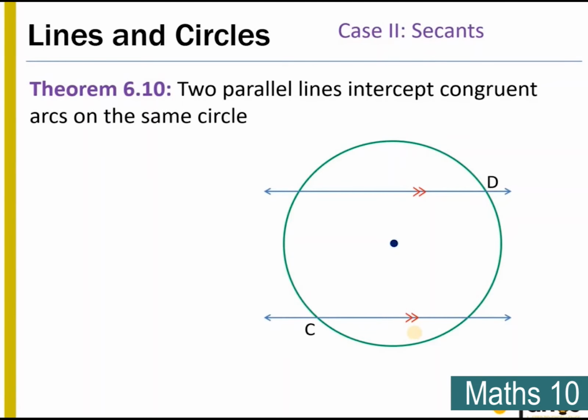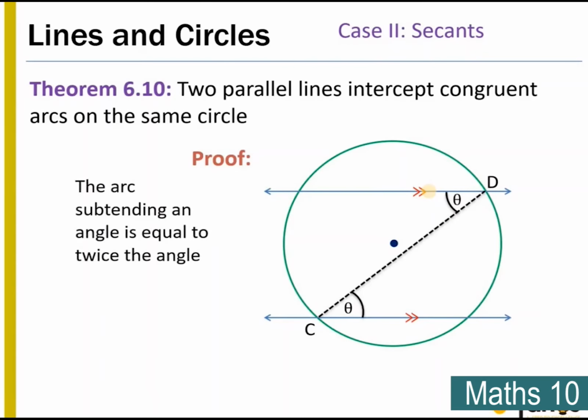Case 2, where we have two secants that are parallel. A secant intercepts a circle at exactly 2 points. This time, let's draw a line from C to D, and then we know that because these lines are parallel, these two angles are alternate, so they are equal. Then we know that the arc subtending an angle is equal to twice the angle. So the measure of this arc is 2 theta, because it's twice as big as this angle, and the measure of this arc is 2 theta, because it's twice as big as this angle. So the measures of the two arcs are equal.